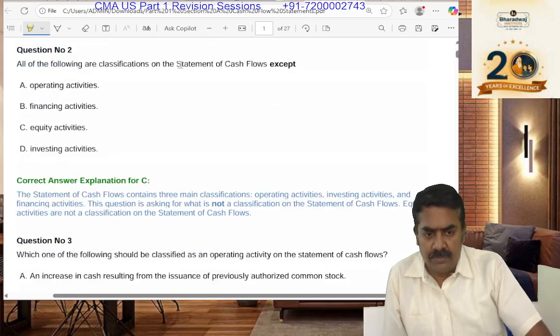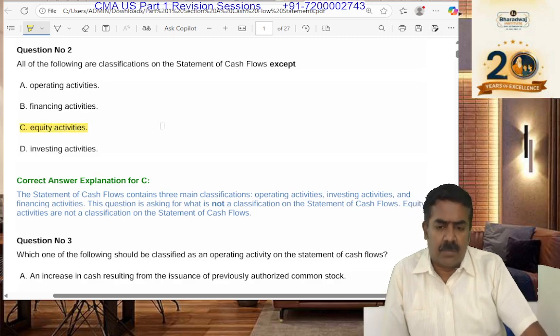Question number 2. We classify the activity into operating activity, financing activity, and investment activity, but not what? There is no concept called equity activity.